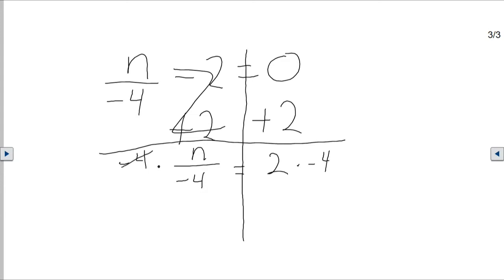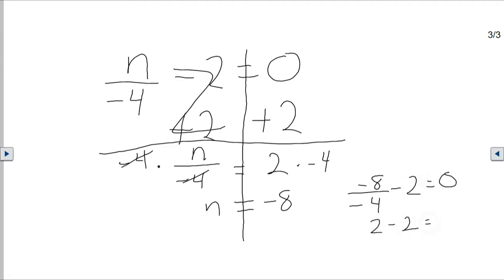So again, we have -4n over -4 makes 1n. Okay, we don't need to put that 1 in front. And then 2 times -4 is -8. Okay, if we check that, -8 over -4 minus 2. So -8 divided by -4 is 2. And 2 minus 2 is 0. So it checks out.